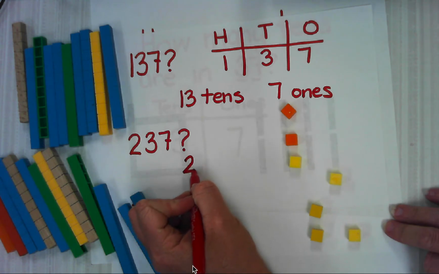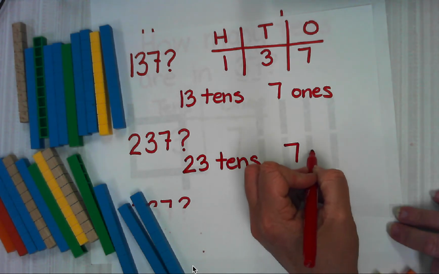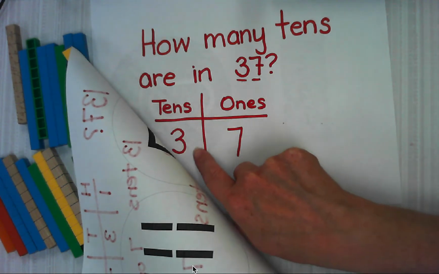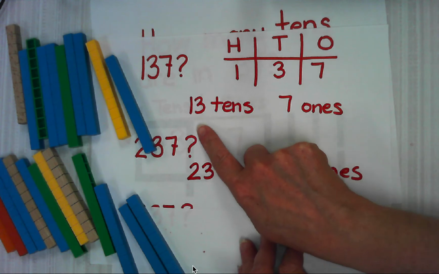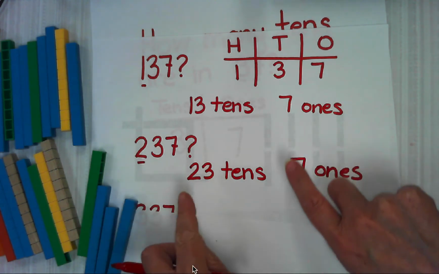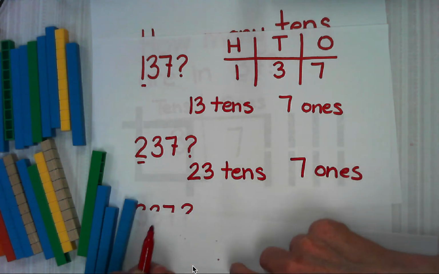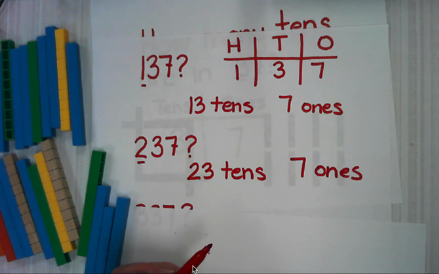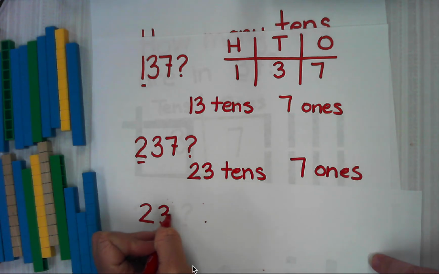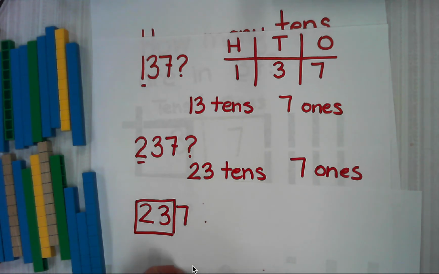So look at what's happening with our number. It went from having 3 tens, 7 ones, to 13 tens, 7 ones when we got 100. And then we got another 100, and it went from 13 tens to 23 tens. Do you see 23 in this number somewhere? Right, 237 has 23 right here together in the hundreds and the tens place.